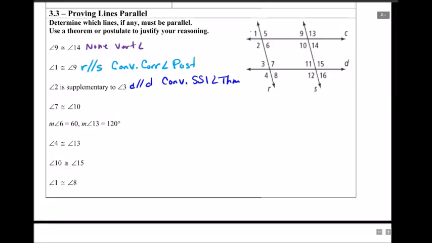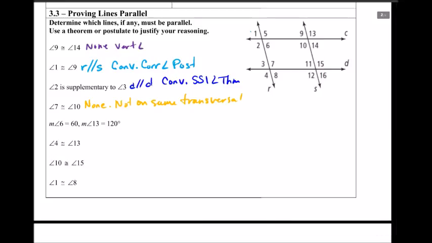Next one, angle 7 and angle 10. So there's angle 7 and angle 10. Do those two angles sit on a transversal? They do not. Those angles aren't related in any way. They're not on the same transversal. So those aren't going to do anything for us. That's unfortunate. Those were nice angles. All right, let's look at the next set.